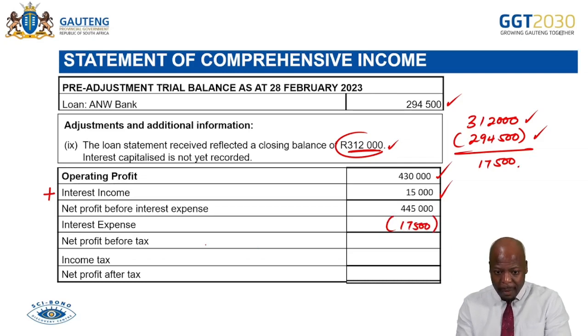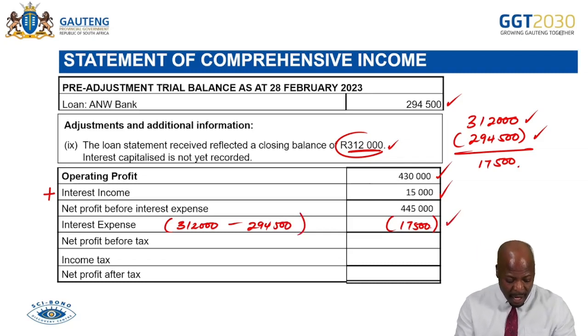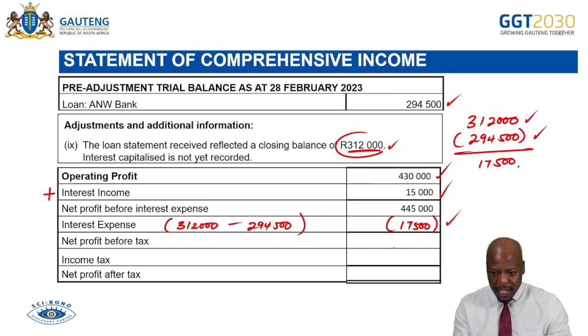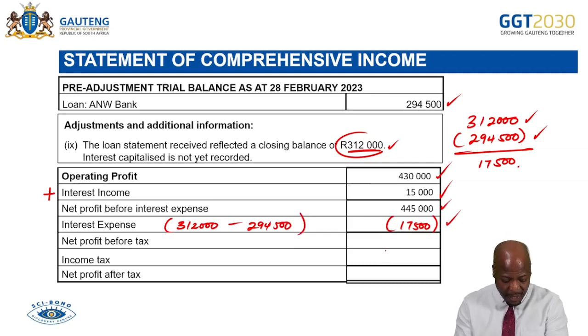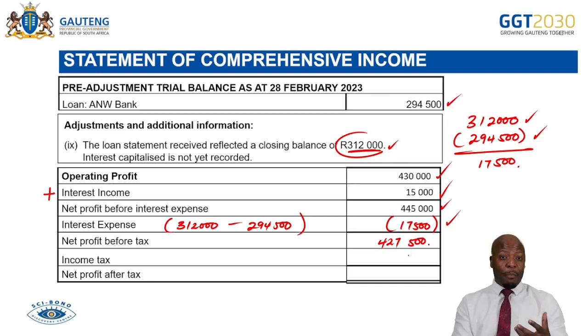17,500. How did I get my 17.5? It was my 312,000 minus my 294,500. That is how I get my 17,500. That should give me my net profit before tax. How much do you get? 445,000 minus 17.5 will give you 427,500. That becomes your net profit before tax.